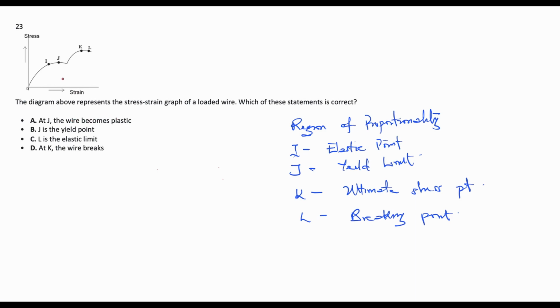Option A says at J, the wire becomes plastic. Don't forget that we begin to notice plastic properties at the points beyond J. So this isn't entirely true. B says J is the yield point. Obviously, that is what we have here. J is the yield point, so B is the answer. Now, L is the elastic limit. No, L is the breaking point. And at K, the wire breaks. No, the wire actually breaks at L. So our answer here is B.